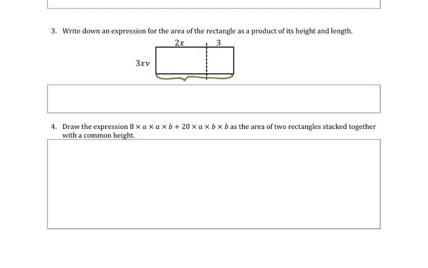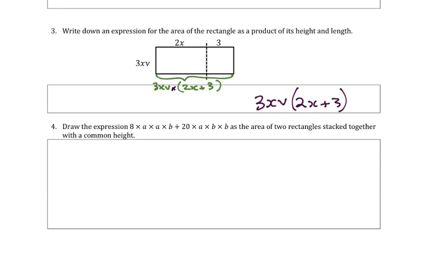So it says, write down an expression for the area of the rectangle as a product of its height and its length. So notice how we have one large rectangle that's been split in 2 along its width. Okay, so the total width here is 2x plus 3. So the area for the whole rectangle is going to be its height times its width, which is going to be 3xv times 2x plus 3. You don't need to write that times sign, you could just write it like this.